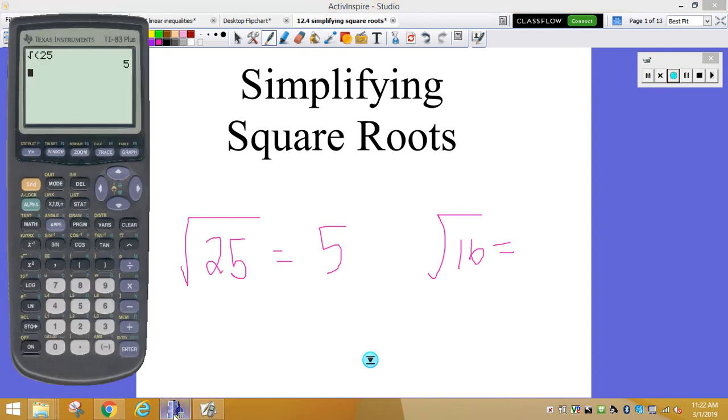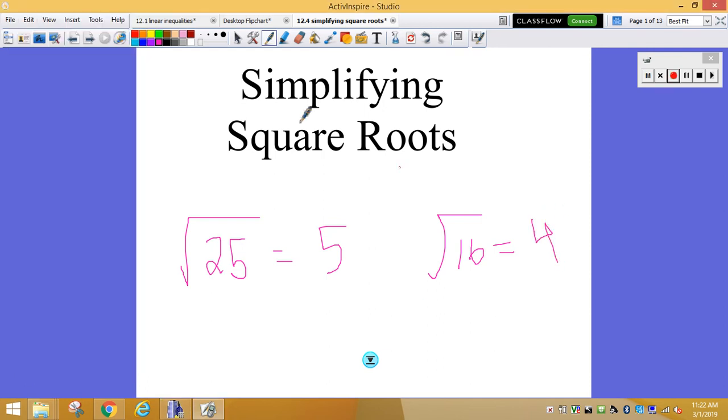So the square root of 16, again, if you're not sure, try and type it in. Square root 16 is 4. So the square root of 16, you would put 4.